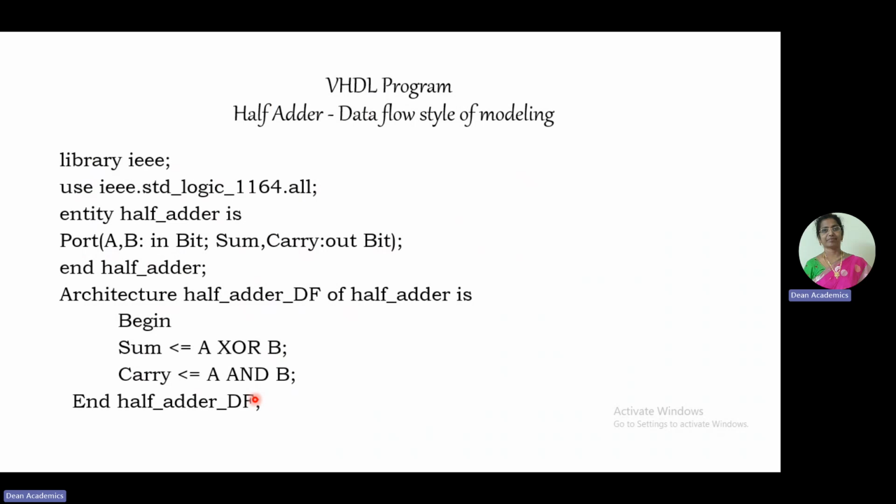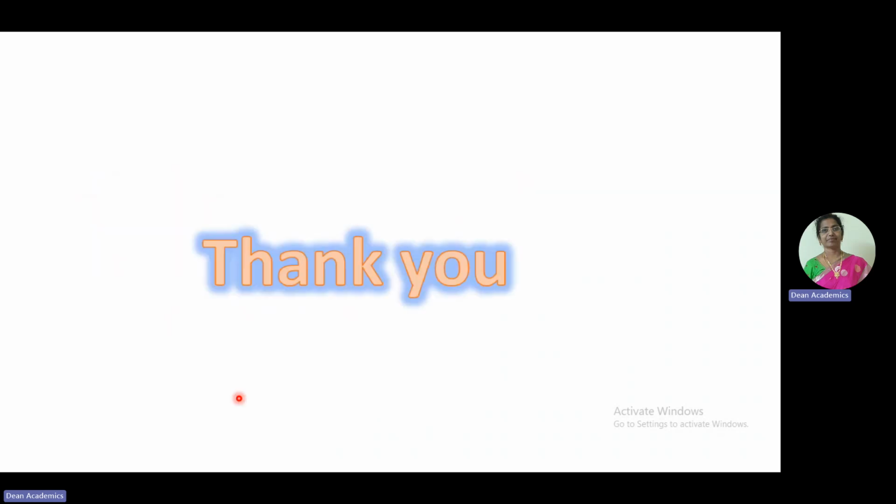So in this way, we write a simple VHDL program with these minimum three parts of a program. I hope you have followed my lecture, and you have learned to write a basic VHDL program from this video.